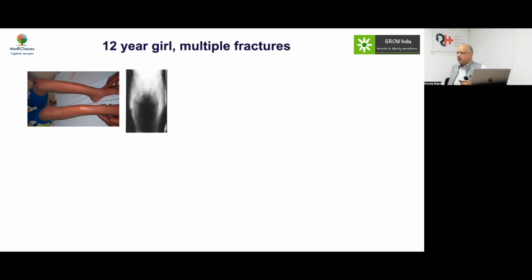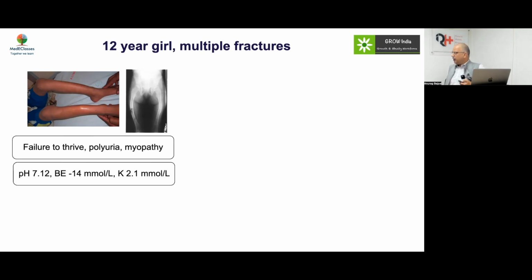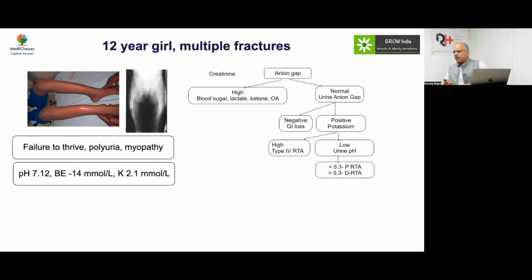Second, a similar scenario was this 12-year-old girl who had significant multiple fractures, failure to thrive, polyuria and myopathy. There was hypokalemia. Now, if you have hypokalemia and acidosis and rickets, I think the diagnosis of RTA is pretty clear. If I were asked about this case, who presents with fracture at a later age, this is most likely a case of distal RTA because that is a much more severe form and often presents late.